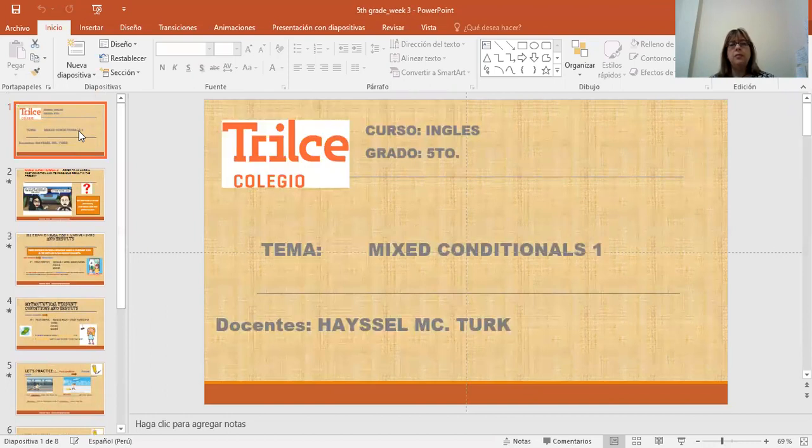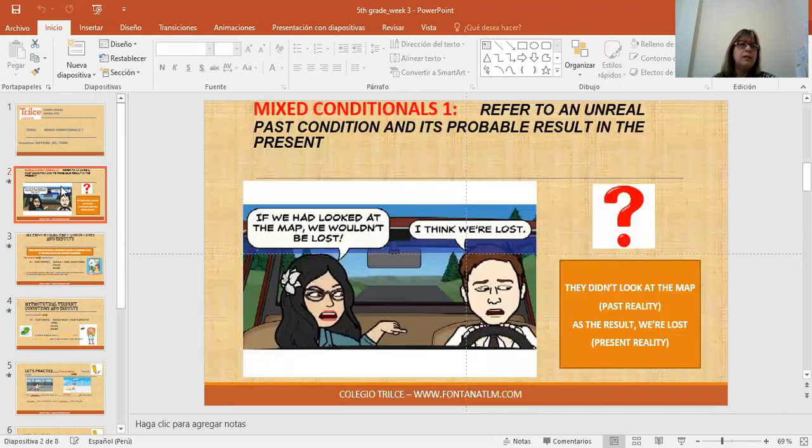Okay, here we have the theme. We are going to practice mixed conditionals, okay? If we look at this first page, mixed conditionals 1 refer to an unreal past conditional and its probable result in the present. If we had looked at the map, we wouldn't be lost.